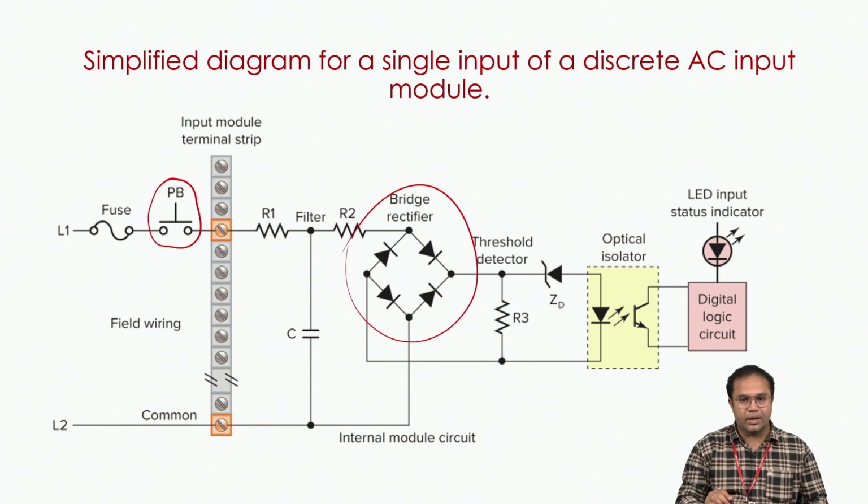In the same way, every channel in the discrete AC input is going to be treated in the same manner. So for example, if my module has 4 AC discrete inputs, then all 4 channels will have this internal circuit inside. That's why this is a simplified diagram for one channel.